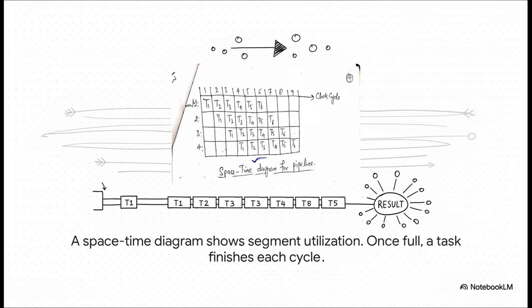Task 1 enters the first segment. On the next tick of the clock, Task 1 moves to segment 2, and a whole new task, Task 2, jumps into segment 1. They're all moving down the line together. But here's the absolutely crucial part. After a few cycles to get the pipe full, a brand new, fully finished result pops out of the end every single clock cycle. The throughput is just incredible.